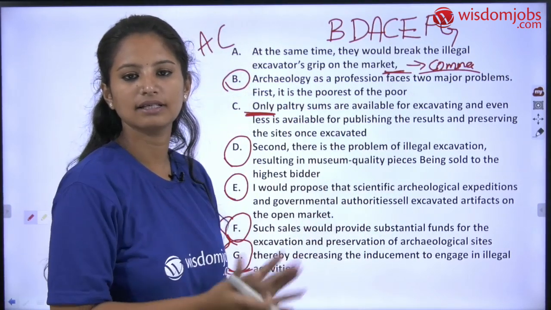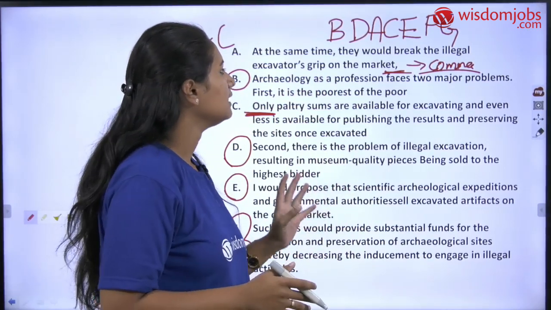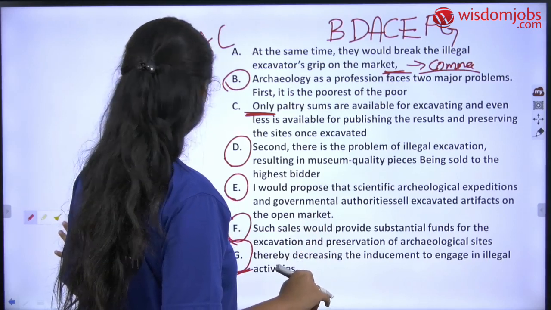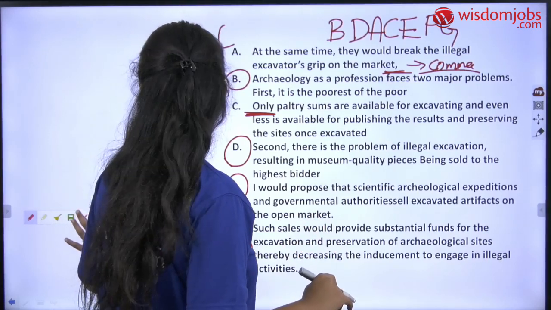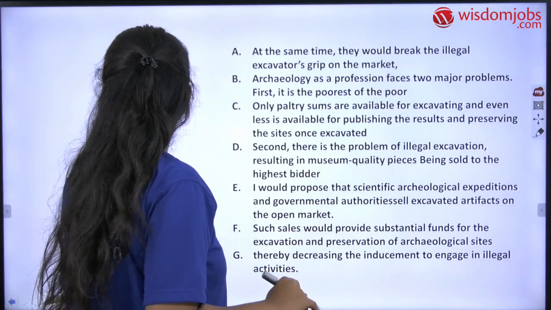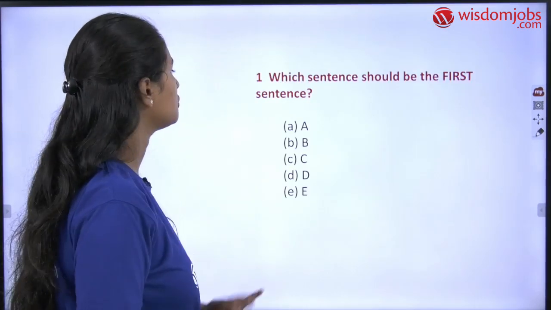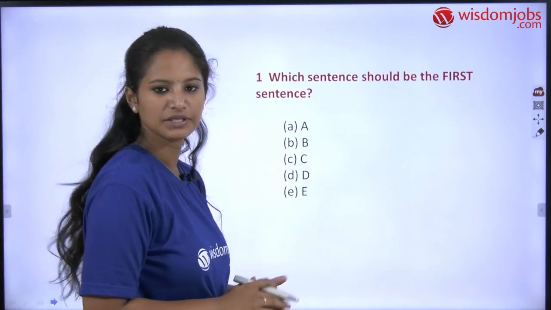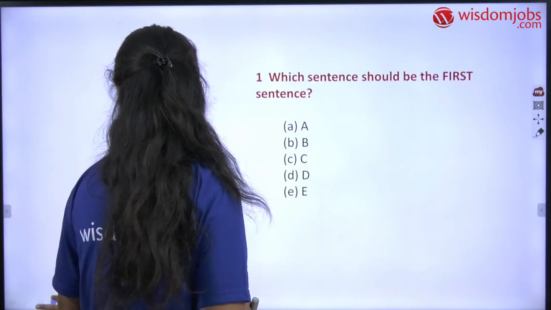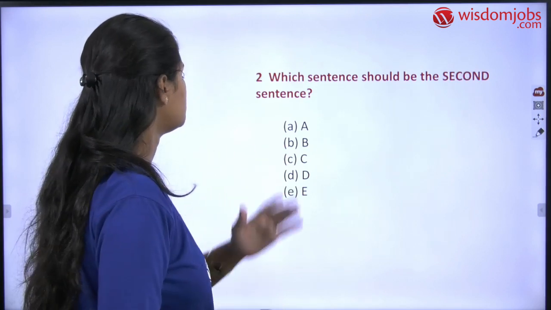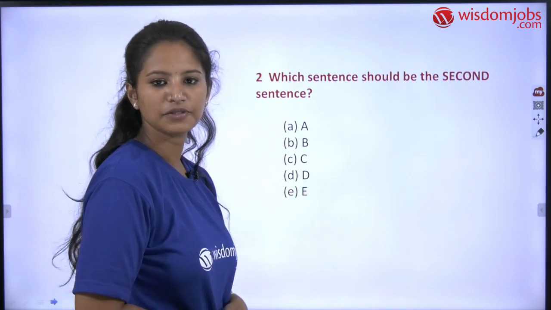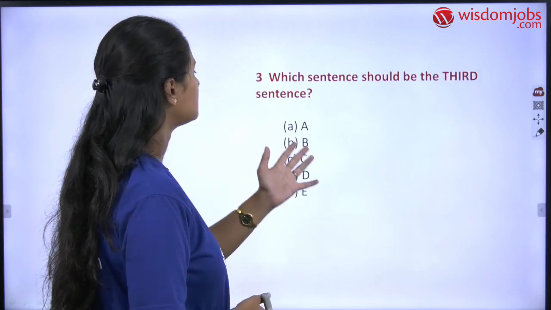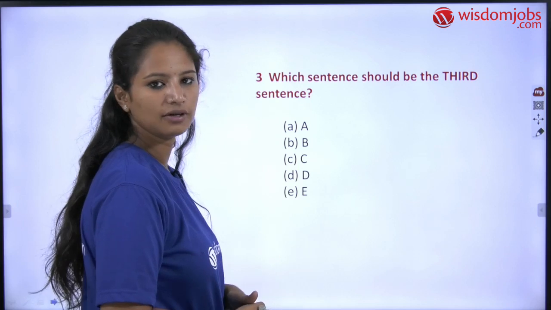This is your answer: B, D, A, C, E, F, G. Now, let us find out the thing. Which sentence should be the first sentence? As we have told, B is the first sentence. B option is here. So, B is your first sentence. Which sentence should be the second sentence? D option is there. D is your second sentence. Which sentence should be the third sentence? A is your third sentence.